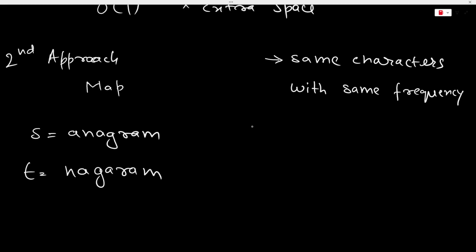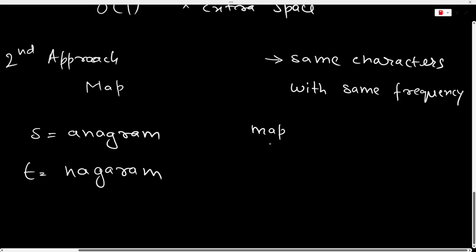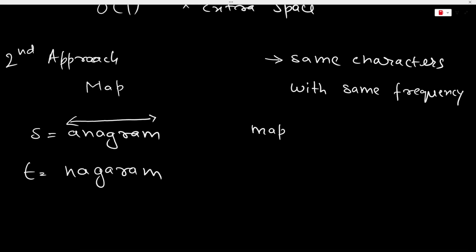So we'll initialize a map, we'll traverse string s and increment its value in the map as we encounter it.